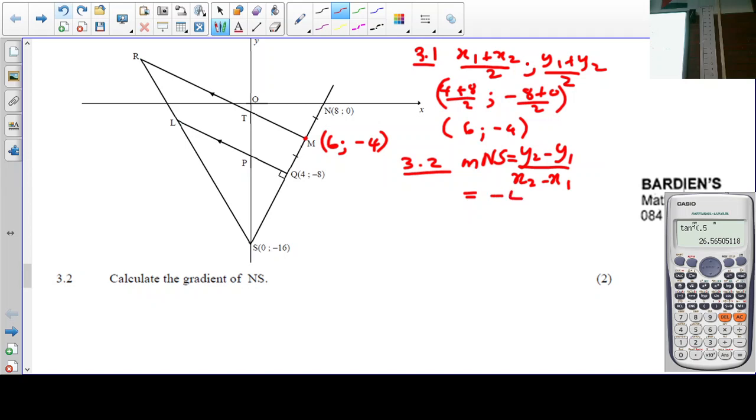So you got negative 4. No, not negative. I'm going with S and N's coordinates. Okay, as I said, I could have used the others. So it's going to be 0 minus 16 over 8 minus 0, which gives you a gradient of 2. What does that tell us? That tells us the gradient is positive. If it's positive, the line must lie to the right. And is it lying to the right? Yes. So that seems to be okay as well. Alright.